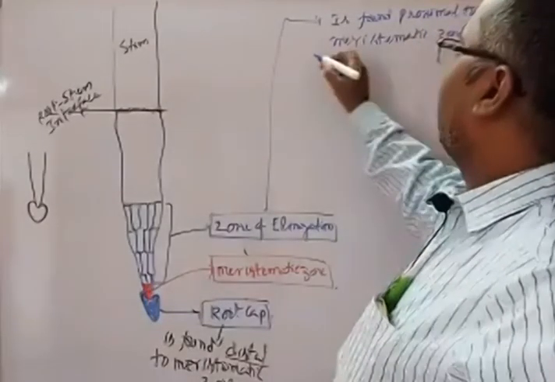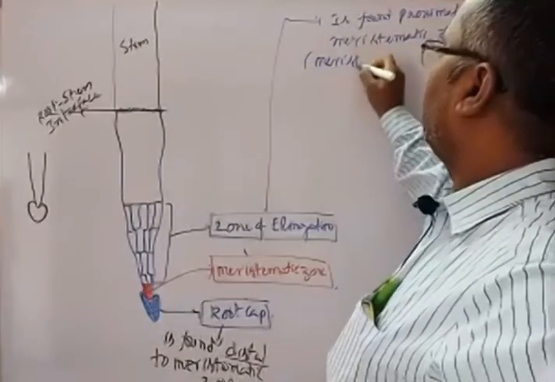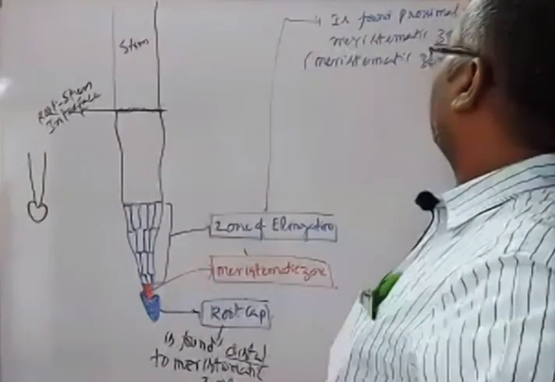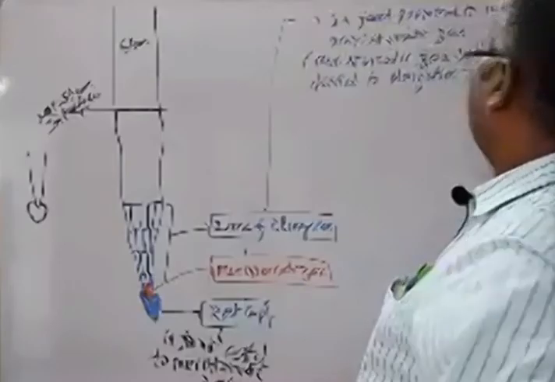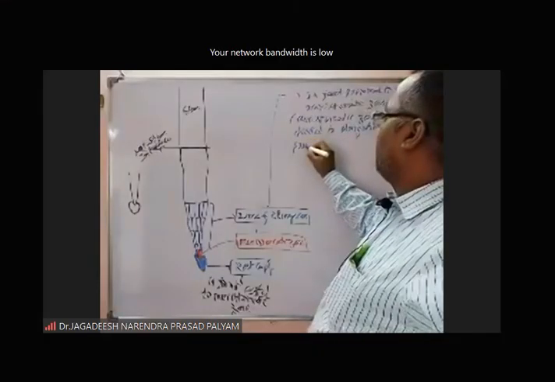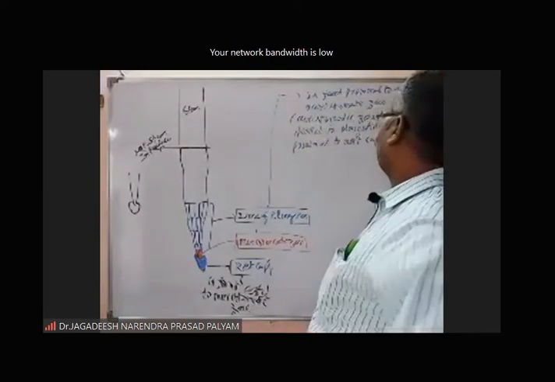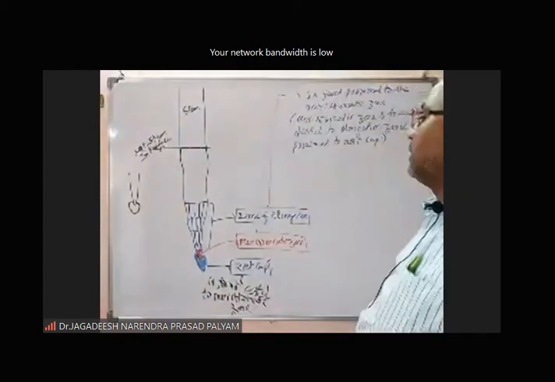Whereas the meristematic zone is found distal to the elongation zone, or proximal to the root cap. Proximal to root cap.